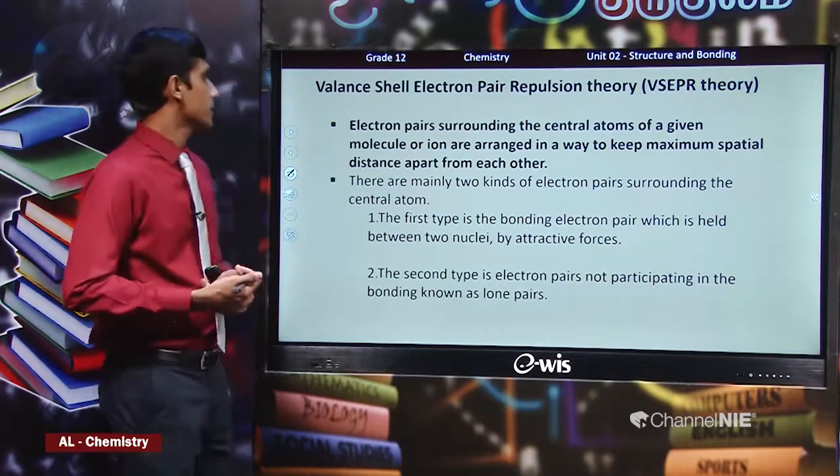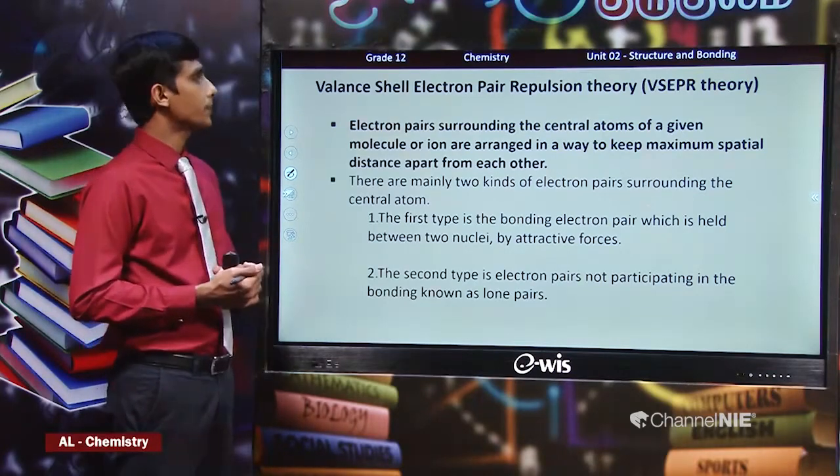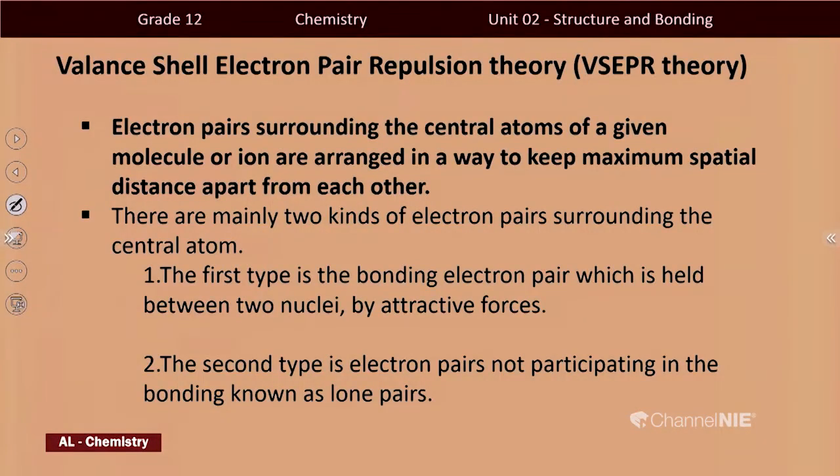Now, as you can see here, electron pairs surrounding the central atom of a given molecule or ion are arranged in a way to keep maximum spatial distance apart from each other, as I mentioned earlier. That means a minimum repulsive arrangement. Mainly we can identify two kinds of electron pairs surrounding the central atom of a particular species. The first type is bonding electron pairs.